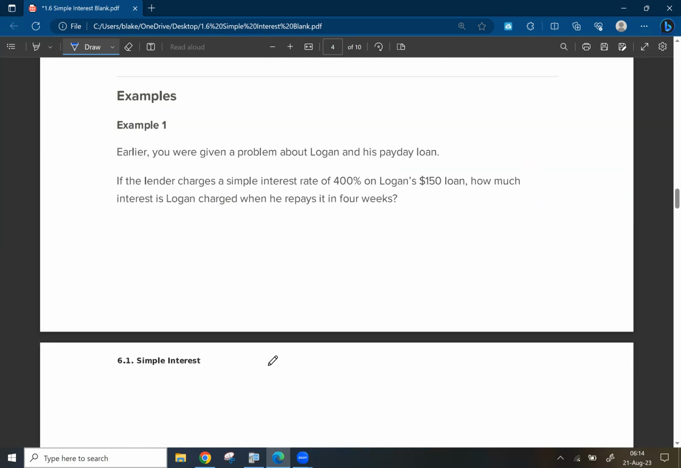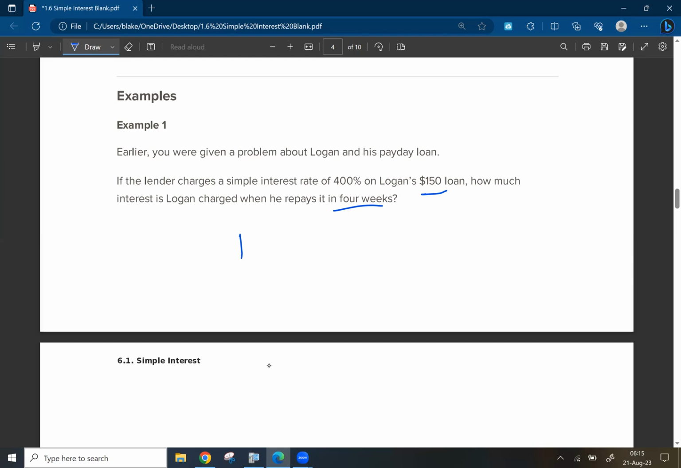All right. So a couple more to do together here. We talked about the payday loan that, hopefully, no one should be taking. Hopefully you're not in that situation where you need one of these loans because it's excruciating. If a lender charges a simple interest rate of 400% on Logan's $150 loan, how much interest is Logan charged when he repays it in 4 weeks? So remember, he's borrowing $150, but in just 4 weeks, he's going to owe X amount of money. That's what we're going to try and find out.